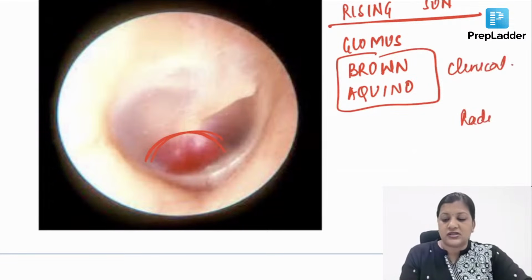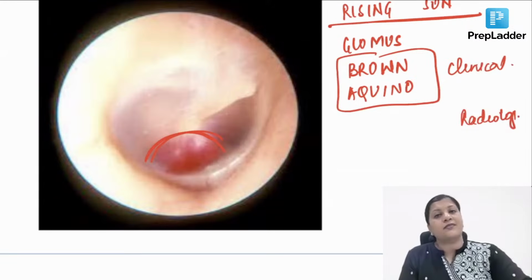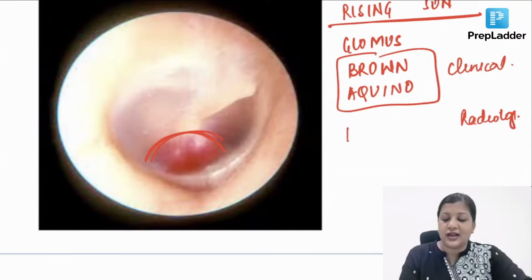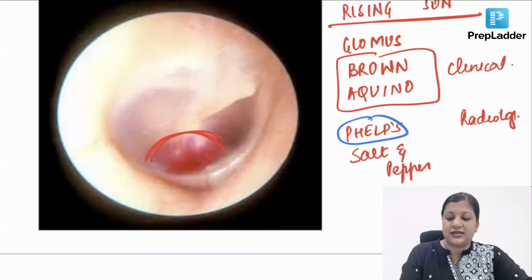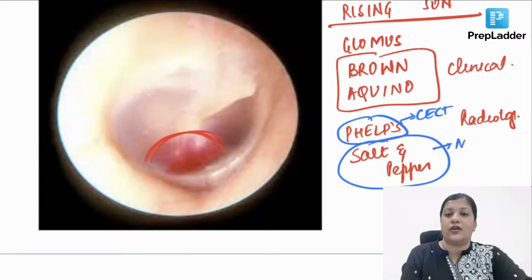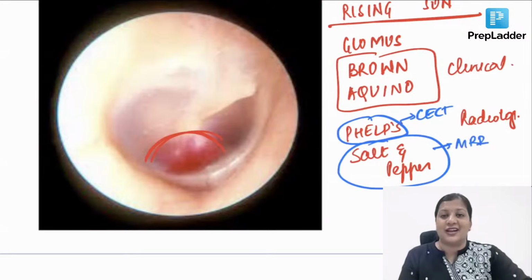They can ask you what is the radiological sign as well. So radiologically, you should know that there is a sign, which image is there in the coming class, which is the Phelps sign. And then you have got on an MRI, salt and pepper appearance. So very importantly, Phelps sign is seen on a CECT, whereas salt and pepper appearance is seen on an MRI. This is something that you should know.